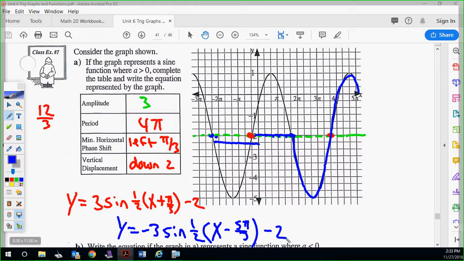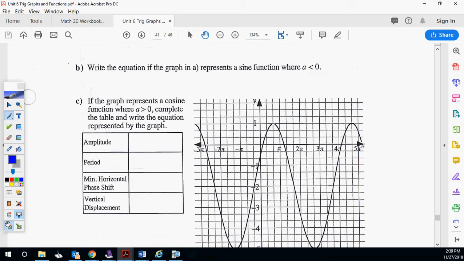Okay, now let's look at one for cosine. Is everybody okay? Besides worn out, everybody's all right? Okay, we're done here. You guys are gonna have actually a lot more time.